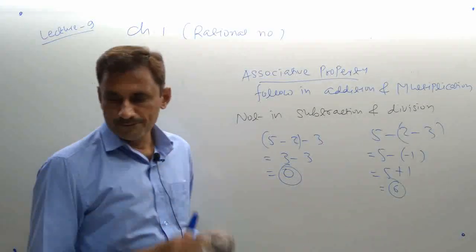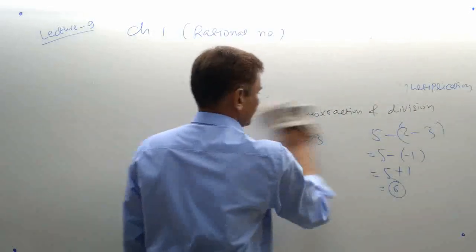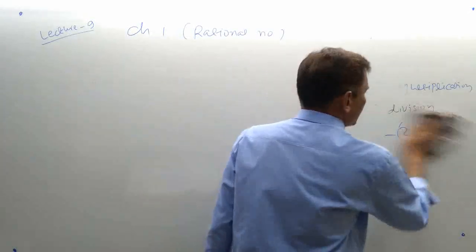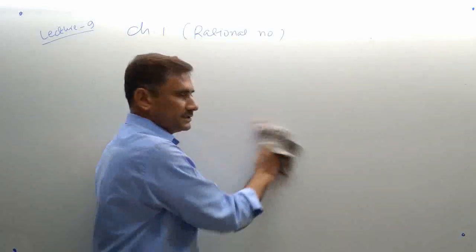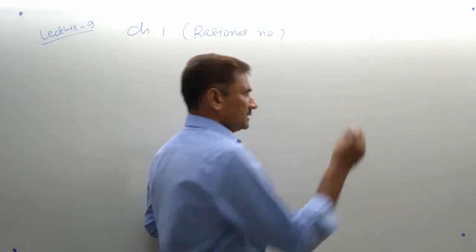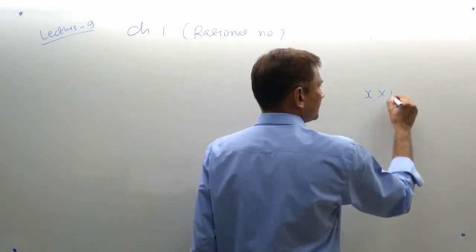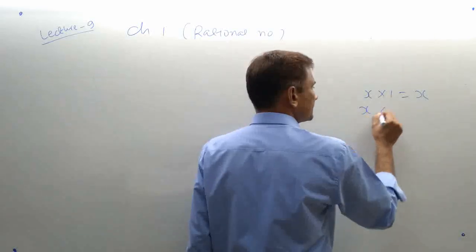Okay, let's see the next one. Property number 4. Product of any rational number with 1. What does it give? The number itself. So x into 1 is x only. x into 1 is always x, and x into 0 is always 0.